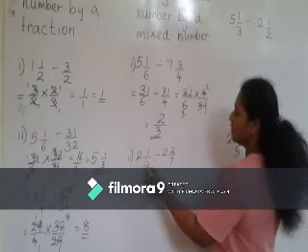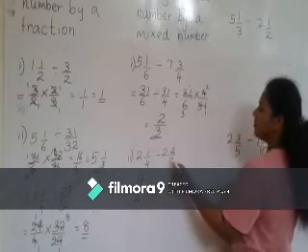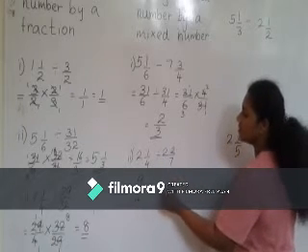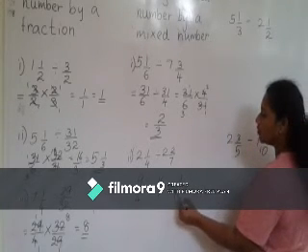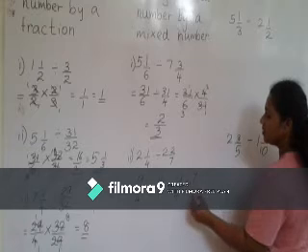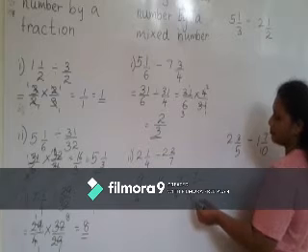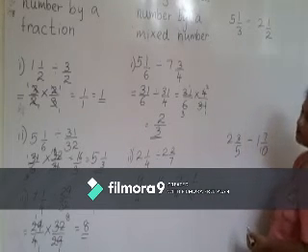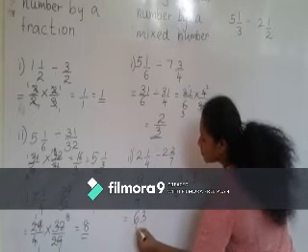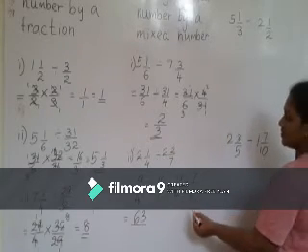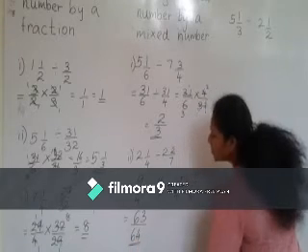4 times 2 is 8. 8 added 1 is 9, 9/4. Divide by 7 times 2, 14, 15, 16. 16 sevenths. So we can write 9/4 multiply 7/16. Then we can divide. Can we divide? Can't. So 9 times 7 is 63. 4 times 16 is 64. 63/64.